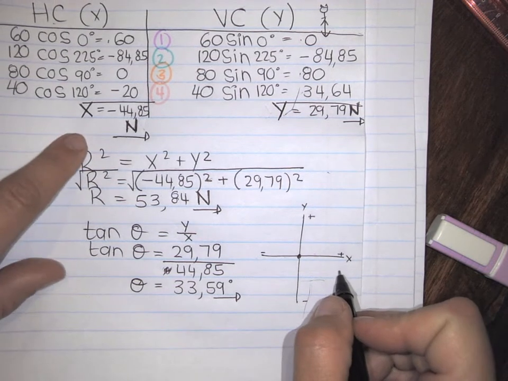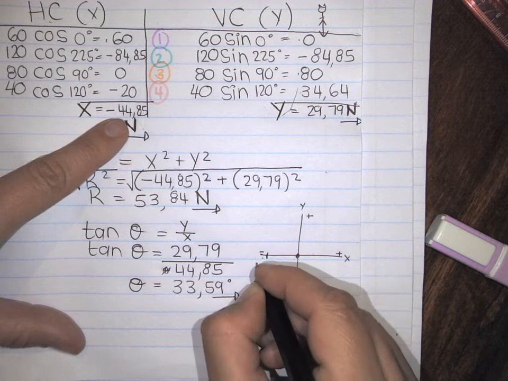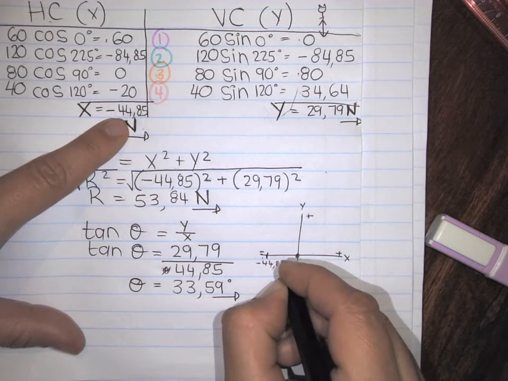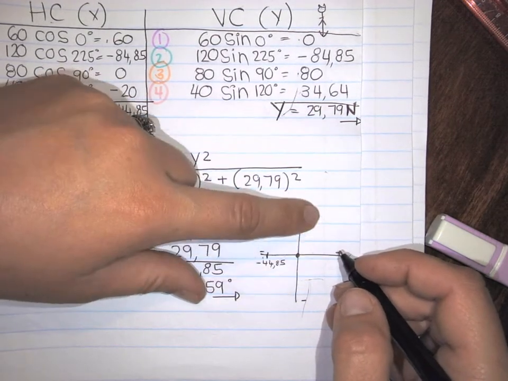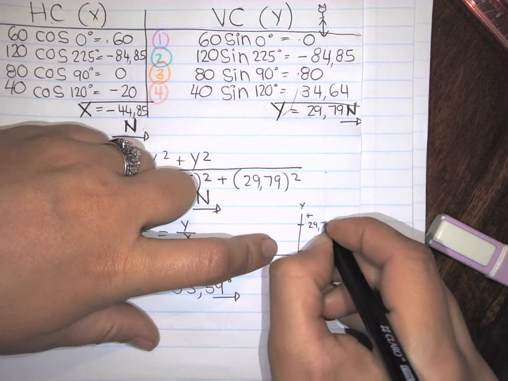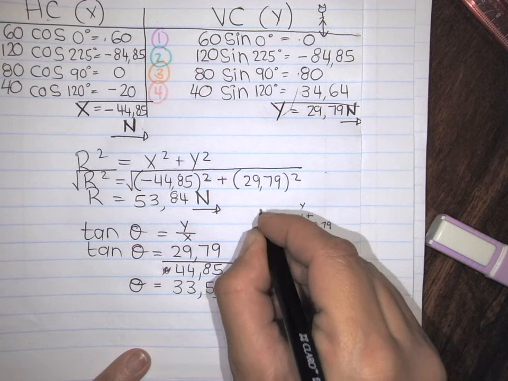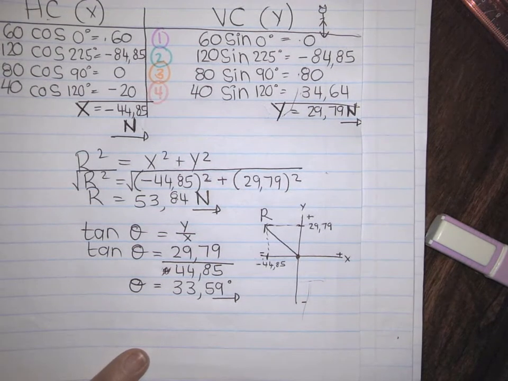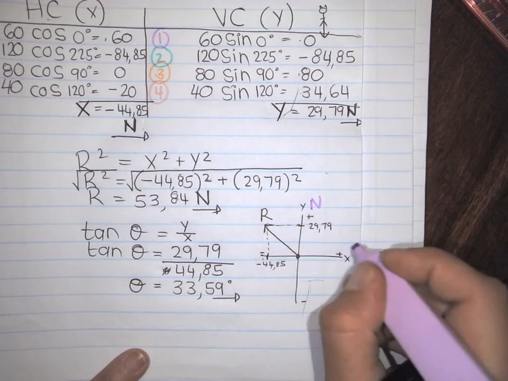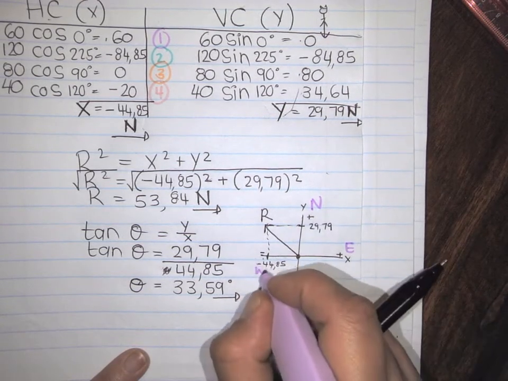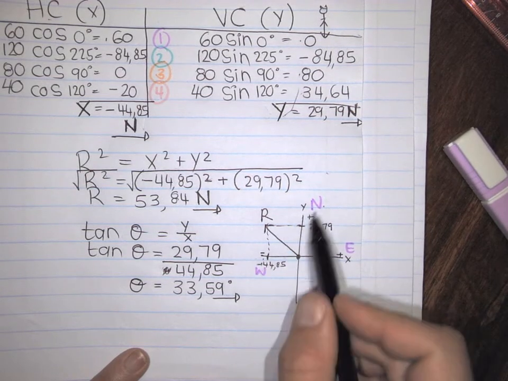So if you look at this now, my answer of my x is negative, which means it's going to be on the left-hand side, somewhere over there. It's minus 44,85 when you draw a graph. Y is positive, so it means it's going to be at the top, somewhere over here, 29,79. And if you connect the two lines now, that means my resultant force is lying over there. If you put in direction, north, east, south, west, my resultant force is lying in the northwest direction.